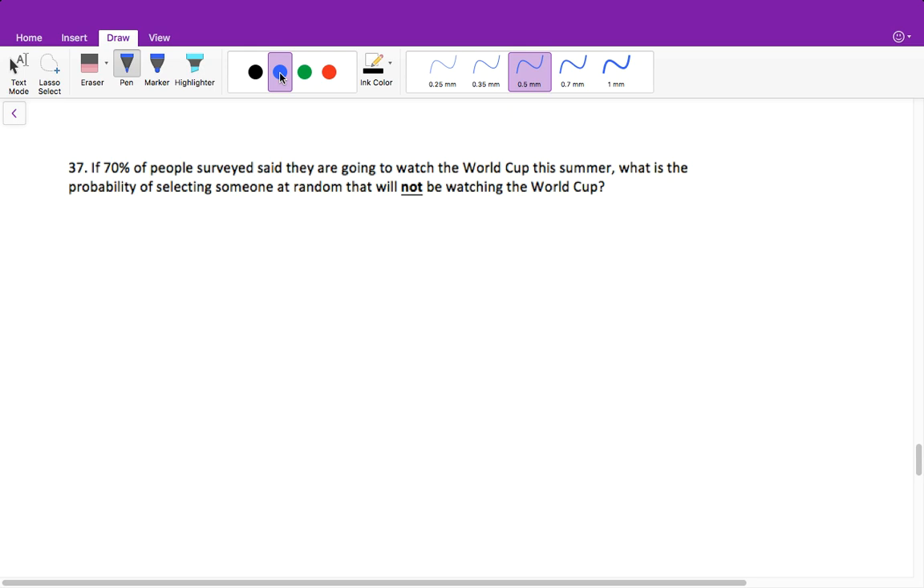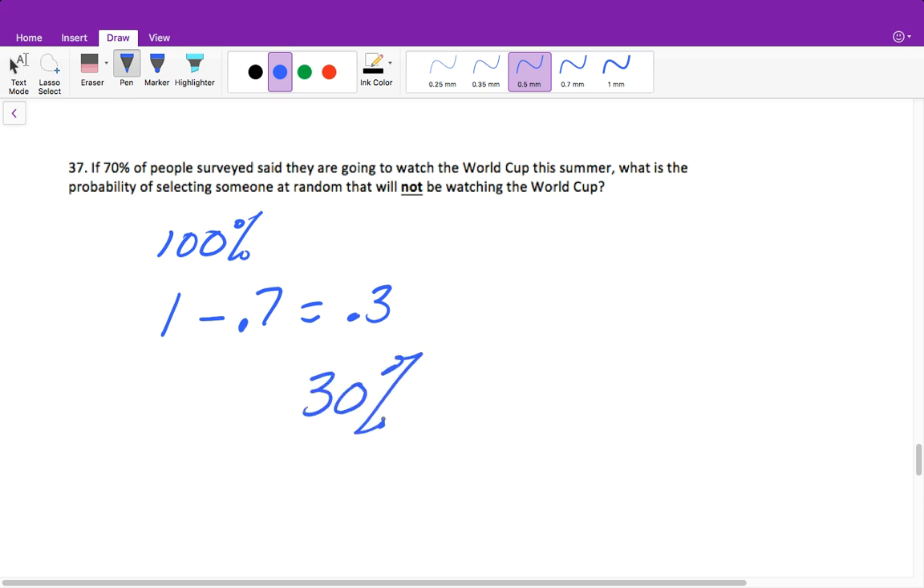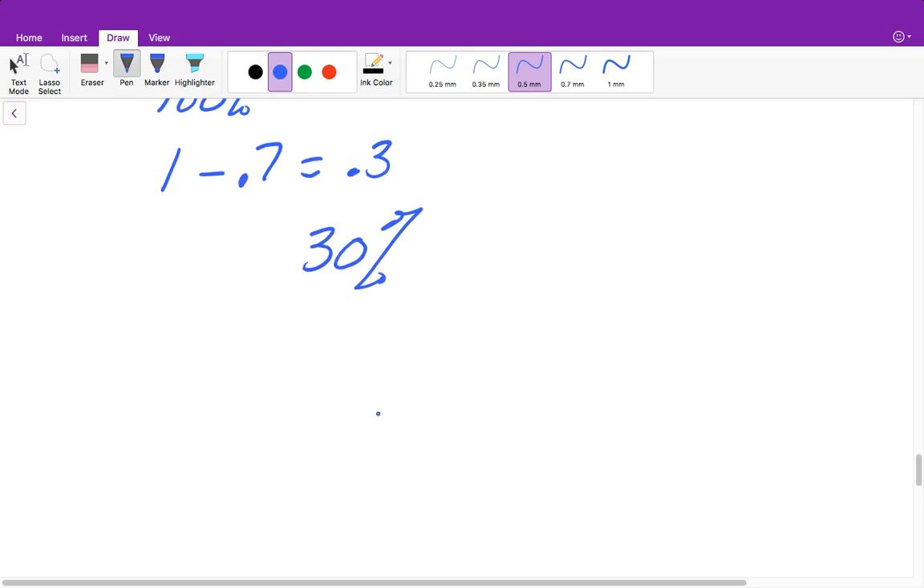All right, this one's really easy. If 70% of people surveyed said that they're going to watch the World Cup, what is the probability of selecting someone that will not be watching the World Cup? Well, we know that all of our probability adds up to 100%, or 1, so we would subtract the probability of the event happening, which is 0.7, and that will give us 0.3. So that means 30% of the people will not be watching the World Cup.